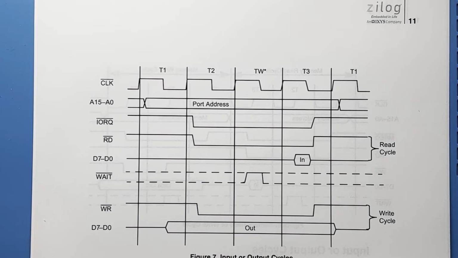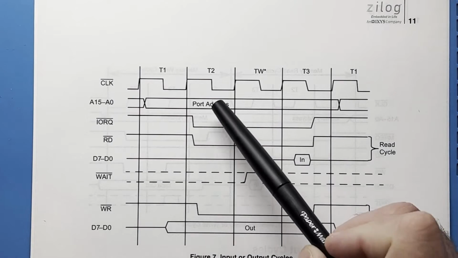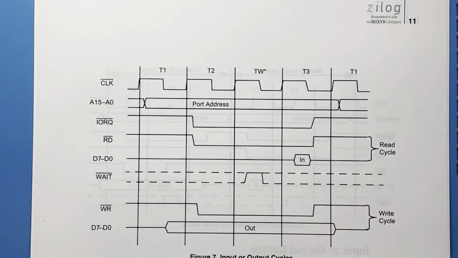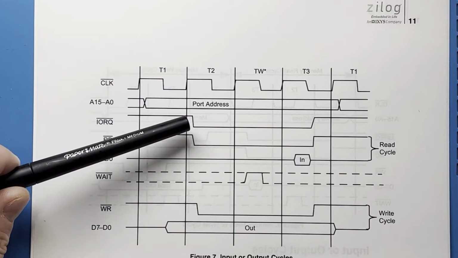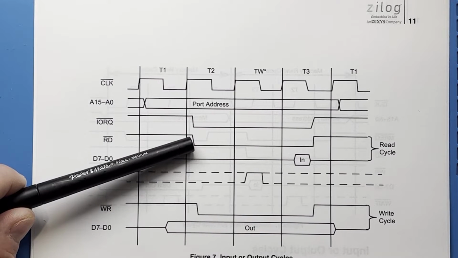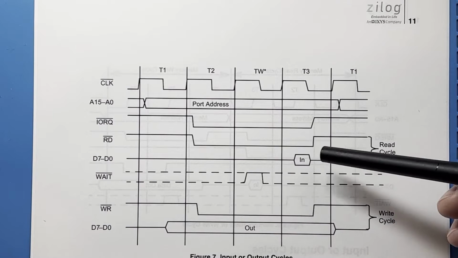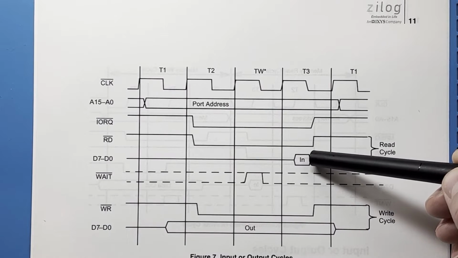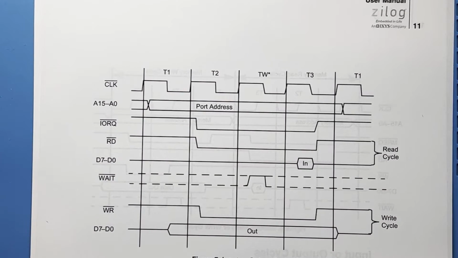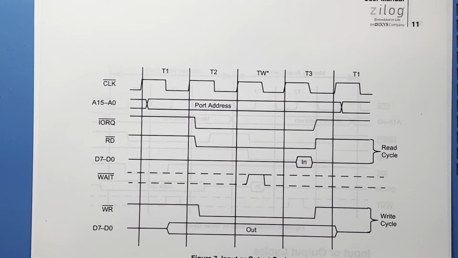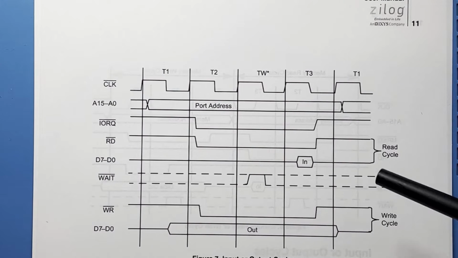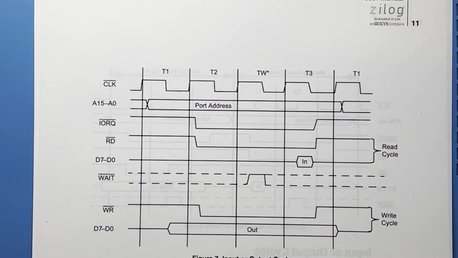Now when the CPU needs to read from I/O, the I/O address is written to the lower half of the address bus, and the I/O request and the read pins are pulled low. Then the data can be placed on the bus for the CPU to read by the peripheral at the I/O port. At this time, the I/O device can activate the wait pin if it needs more time to get the data. And then once the data is placed on the bus, the CPU can read it.